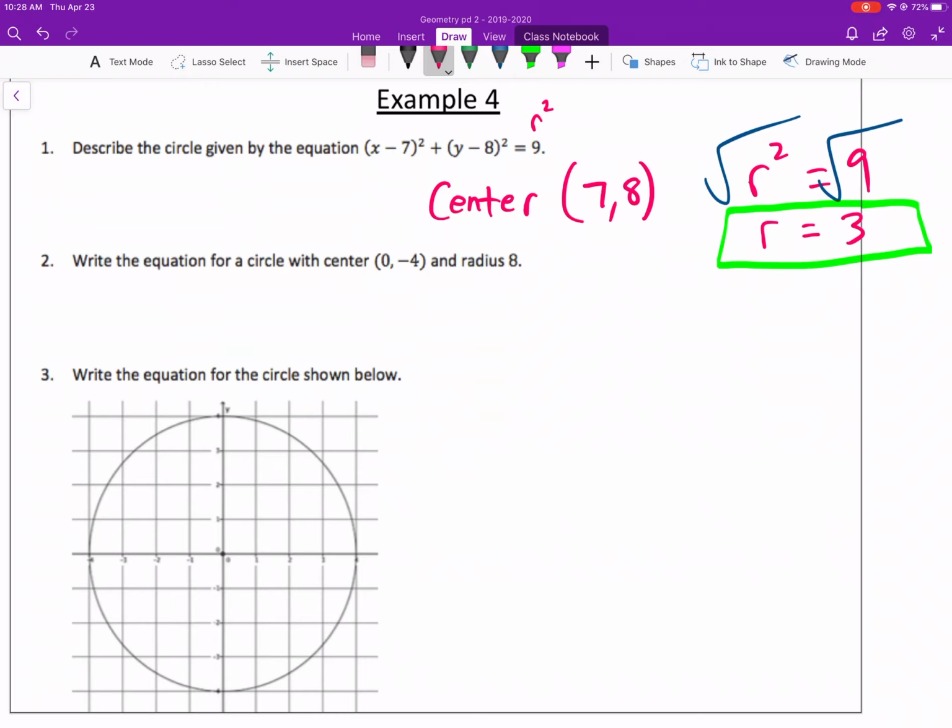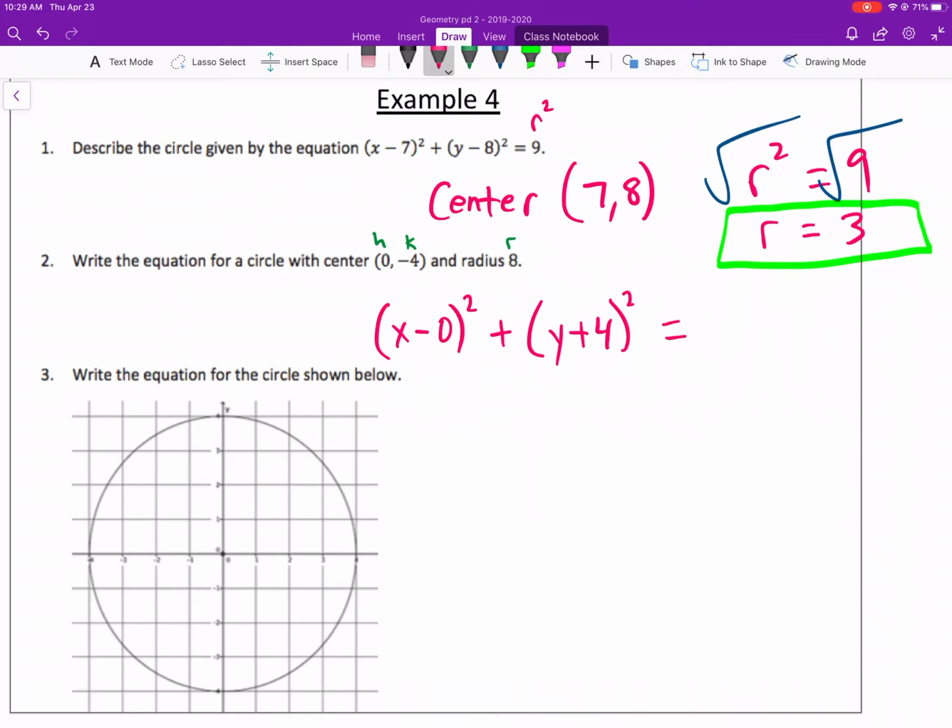So this is really representing h, k, and that's our radius, not our radius squared. This is just flat out what they said, the radius. So this would be x minus 0 squared plus y plus 4 squared. We have to change it to positive 4. y plus 4 squared is equal to, not 8.